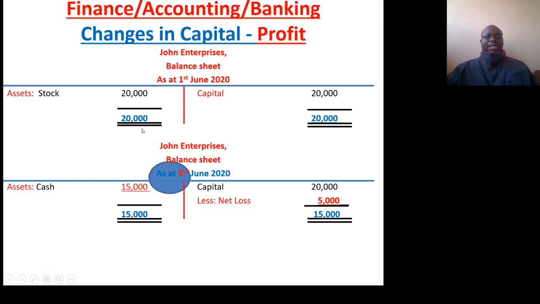So the balance sheet as at 1st June: the stock worth 20,000, therefore capital is 20,000. On 5th, the business realizes a loss because the stock that was worth 20,000 was sold at 15,000. So capital will reduce by 5,000. So at the end of it, we will have the balance sheet with balances equivalent to 15,000.